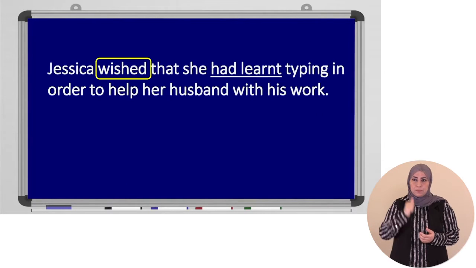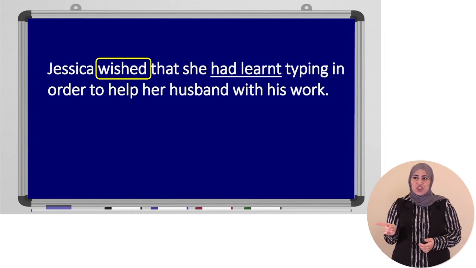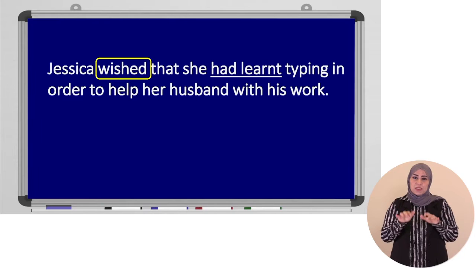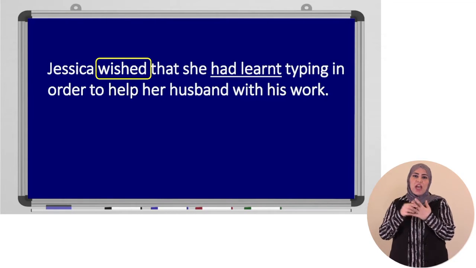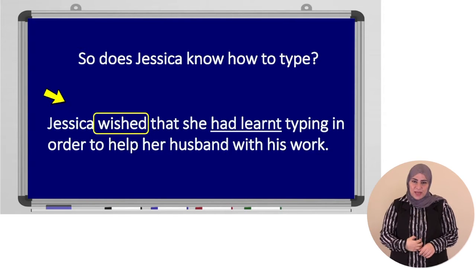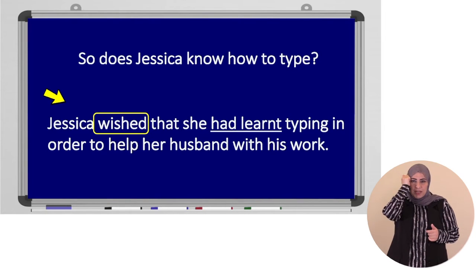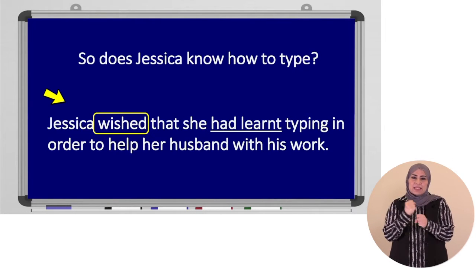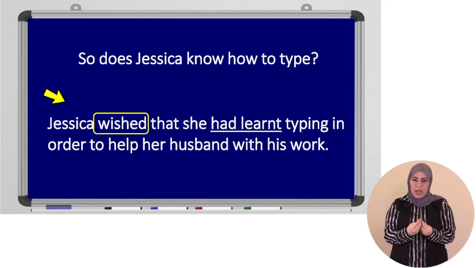For example, Jessica wished that she had learned typing in order to help her husband with his work. Notice wished is in the past. She had learned, so had plus the verb in what tense? In the past participle. So does Jessica know how to type? Do you think she knows? She's wishing for it. No. Jessica wished that she had learned typing in order to help her husband. So we can assume and we can guess that she does not know how to type.